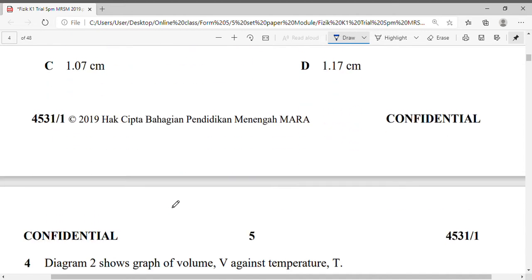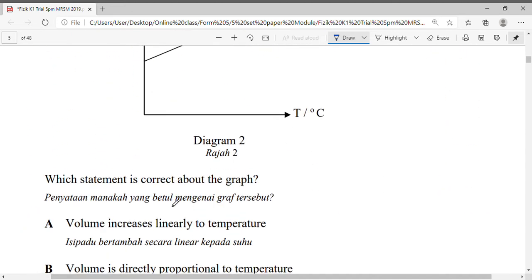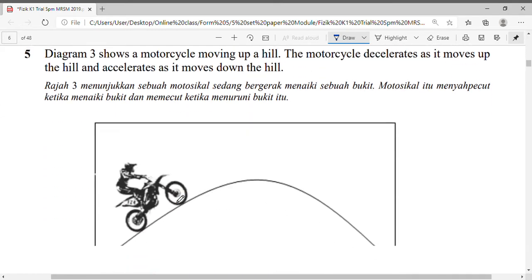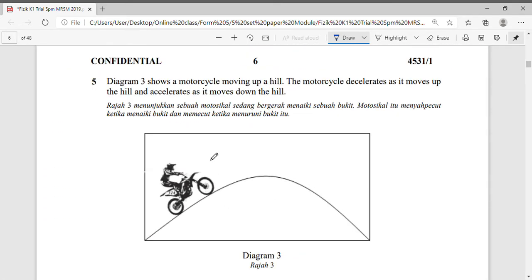Next question will be question 5. Diagram 3 shows a motorcycle going up a hill. The motorcycle decelerates as it moves up the hill and accelerates as it moves down the hill. It's very difficult for us to move up the hill. If you're moving up, the velocity is going to reduce. When you're moving down, the velocity is going to increase.